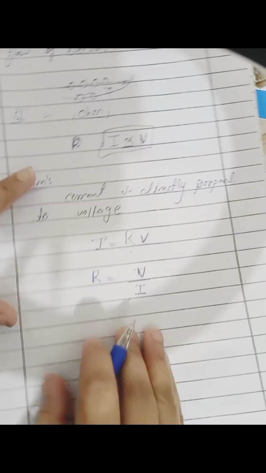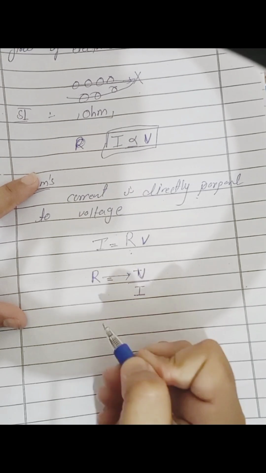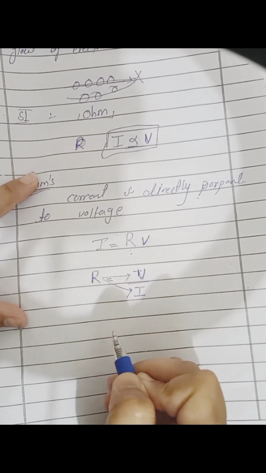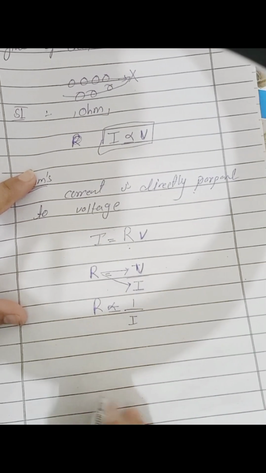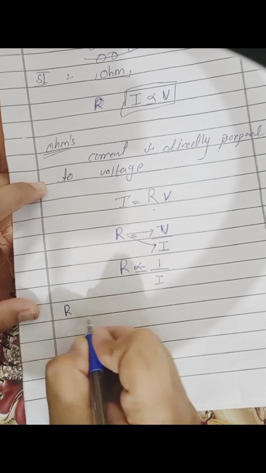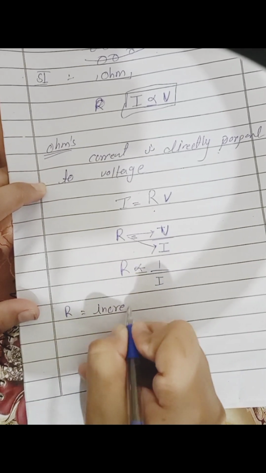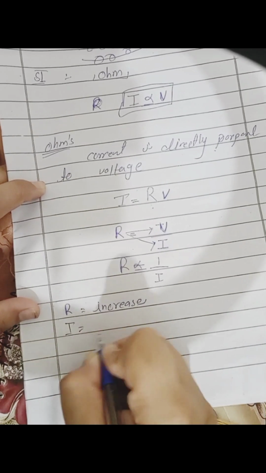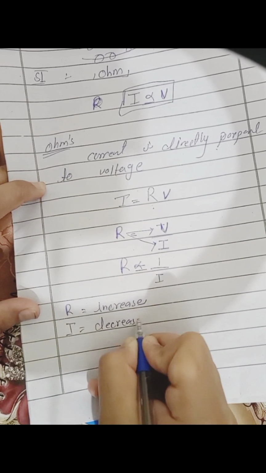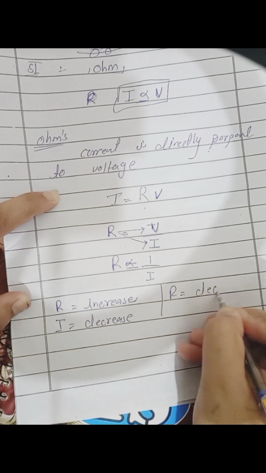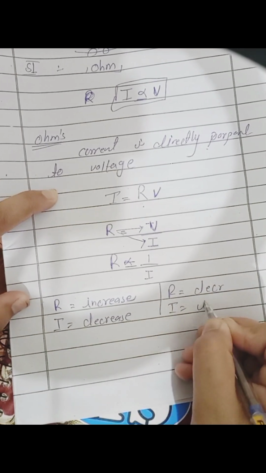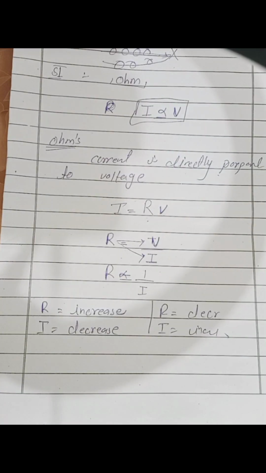Now, take a look. R is directly related with V, but it shows an inverse relation with I. So you can write it like here, R is proportional to 1/I. It means that whenever resistance increases in a circuit, the current will decrease because of this inverse relation. If the resistance decreases, then the current will increase.